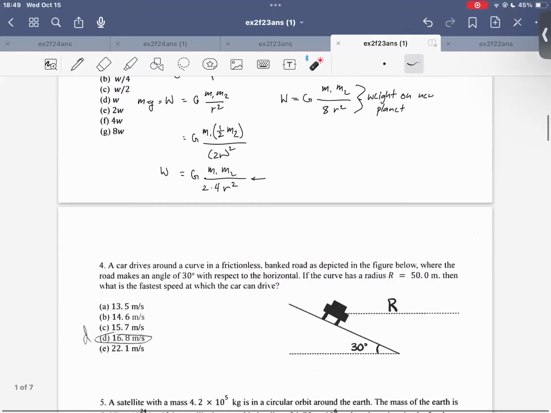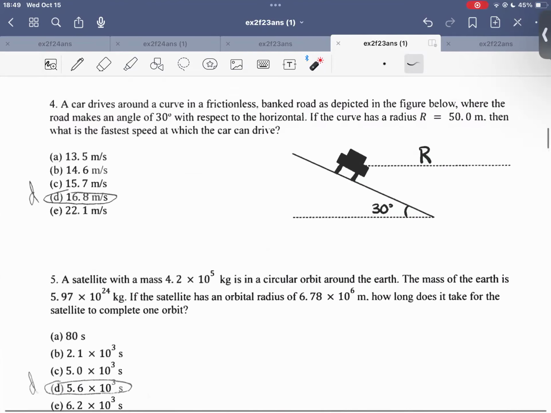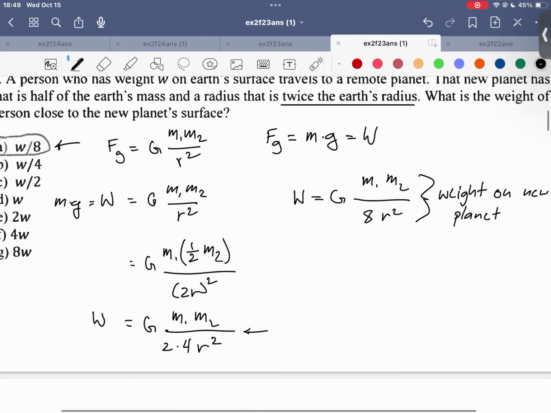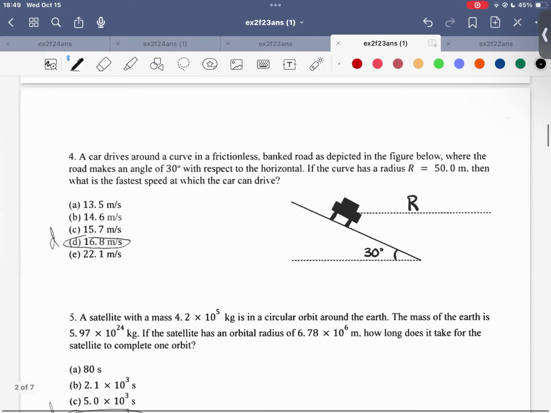Okay, so that's 3. Yeah, maybe to make this more clear, I should say like this is like weight new. So yeah. Okay, that's 3.